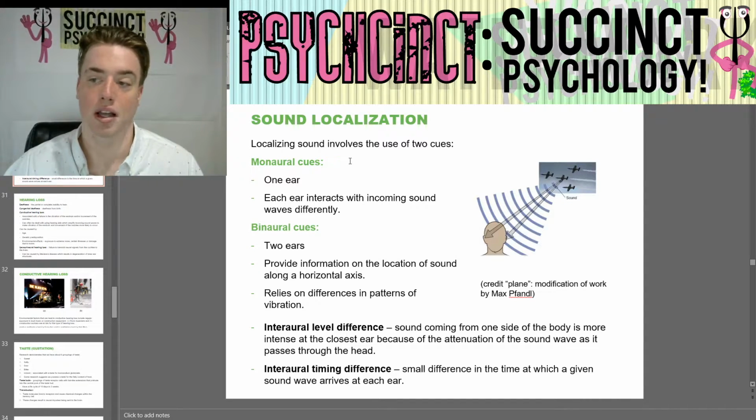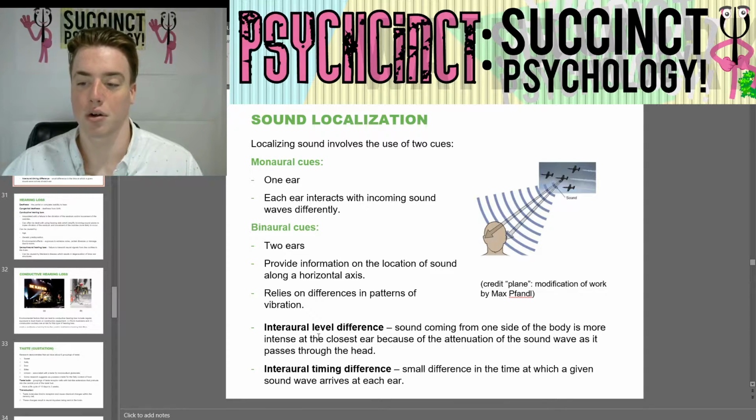All right, next we have sound localization. So localizing sound involves the use of two cues. Monaural cues, I almost said monaural, so it means one ear, and each ear interacts with incoming sound waves differently. And then we have binaural cues, which is two ears, and provide information on the location of sound along a horizontal axis, so flat axis. It relies on differences in patterns of vibration.